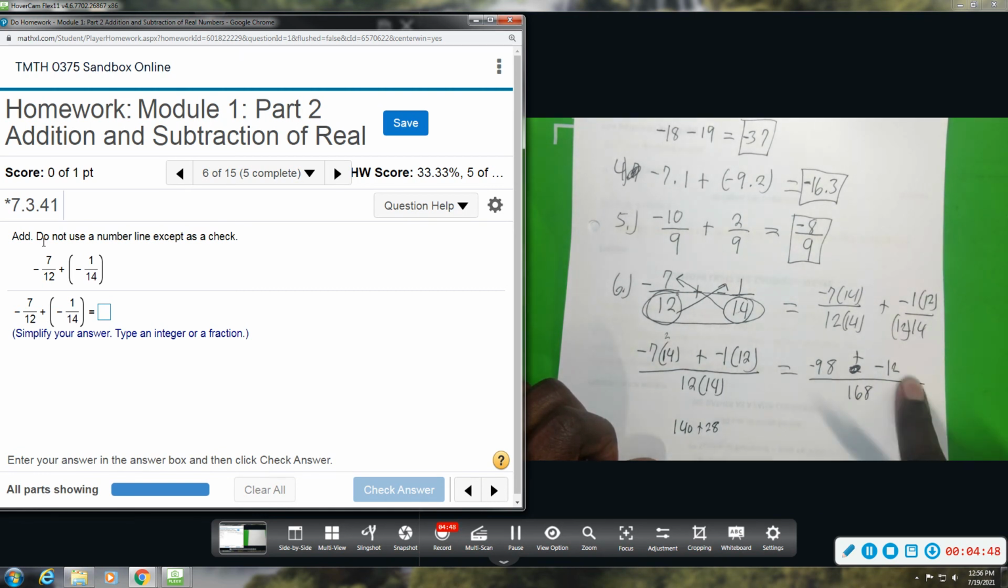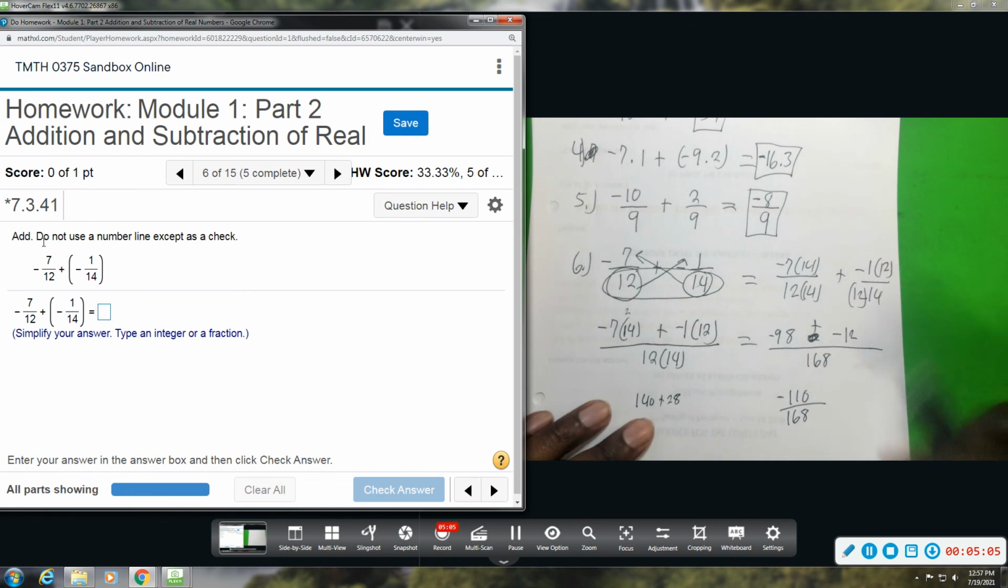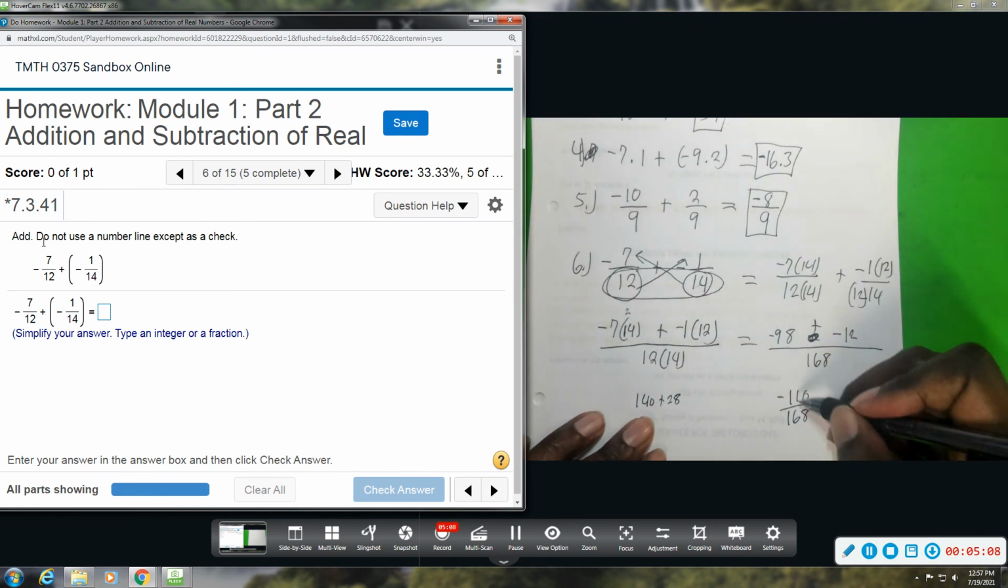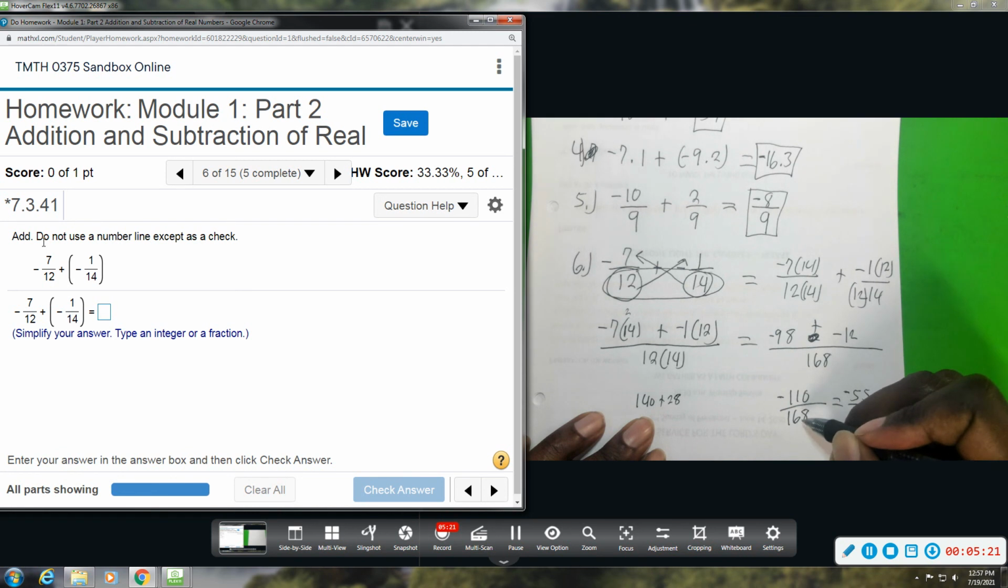All right. So both signs are the same. So I'm going to add those together. So that's going to give me negative 110 over 168. And then we need to reduce. Because both numbers are even, I know I can divide by 2. So if I divide by 2, the top number gives me negative 55. Be careful, I keep wanting to lose my negative. That will mess us up very quickly. And then divide by 2, that will give me 84. And then 11 and 5 are factors here, and I don't believe those are factors there. So we'll go with negative 55 over 84.